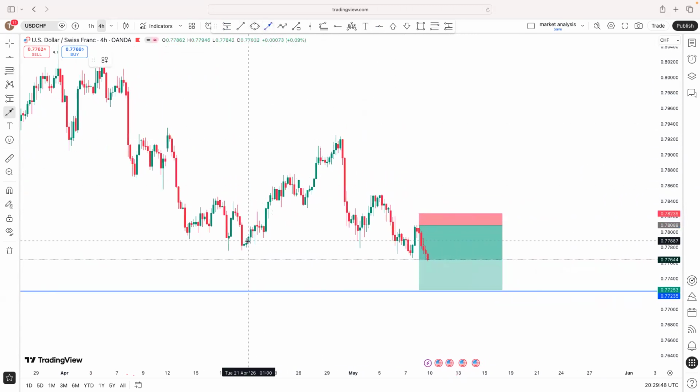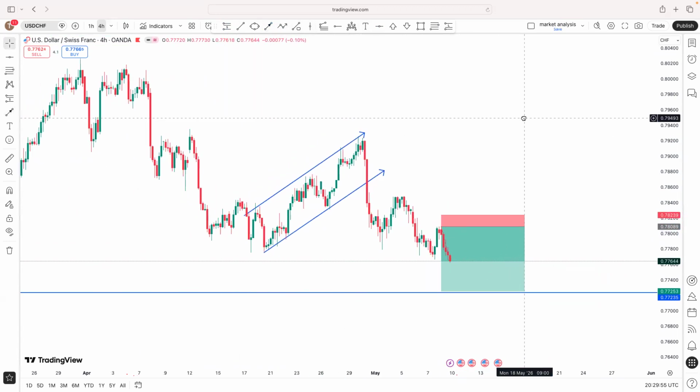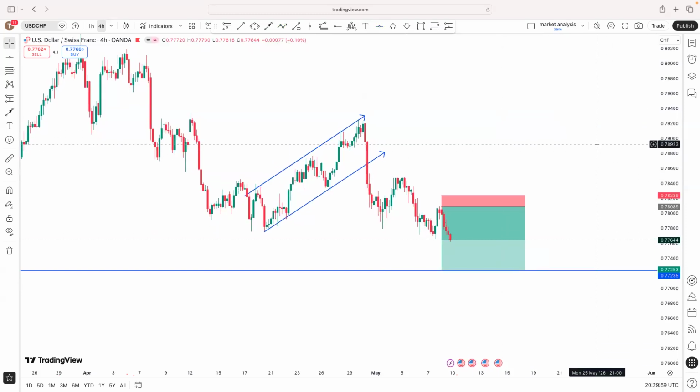That's all we've got on USD CHF. We're looking at the continuation to the downside direction. Now, the question is, does it align with what we've got on the DXY? Let me know in the comment section if it does align. Does it align with what you got on the DXY?